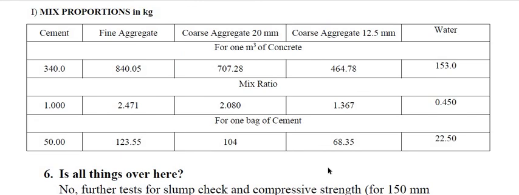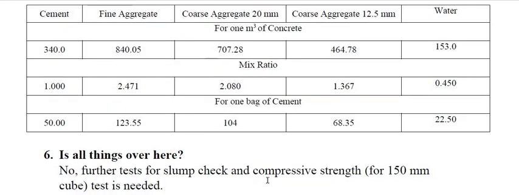Is everything over here? No. Therefore, the test for slump check and compressive strength after 3 days, 7 days and 28 days are needed to ascertain the grade of the concrete.